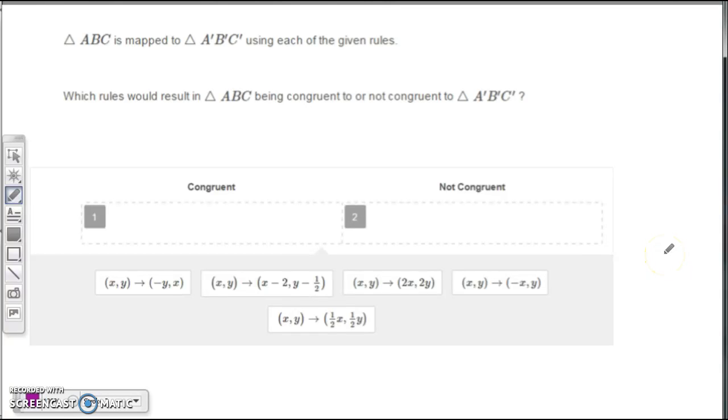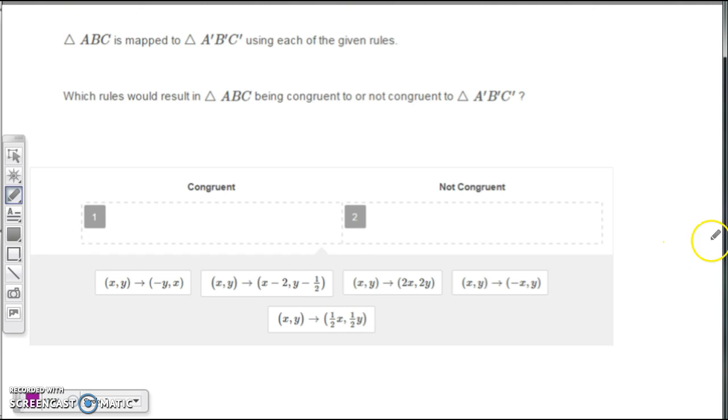Hey guys, we've talked a lot about the different types of transformations, and we've said that rotations, reflections, and translations all produce congruent figures, but dilations produce not congruent figures. But here they've just given us rules. How can we tell just from those rules which figures are going to be congruent and which ones are going to be not congruent? Well, there's a couple ways to tell.